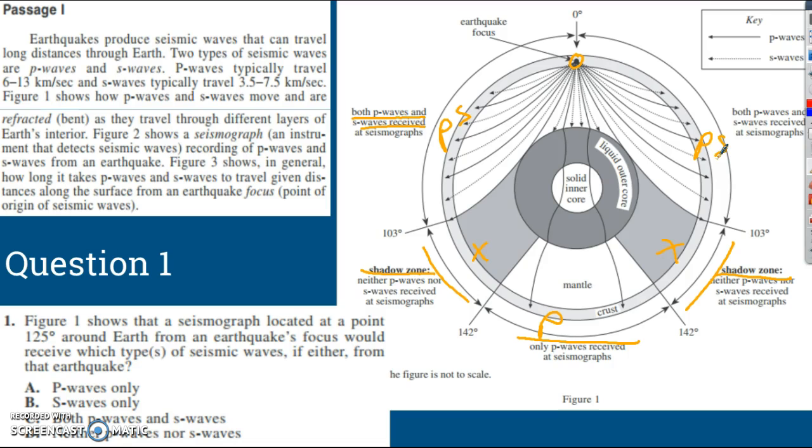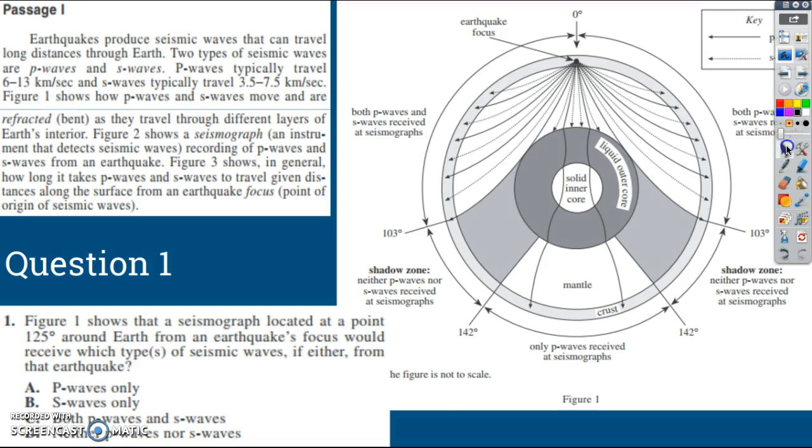Let's read the question. Figure 1 shows that a seismograph located at a point 125 degrees around Earth from an earthquake's focus would receive which types of seismic waves, if either, from that earthquake. So 125 degrees is going to be between 103 and 142 from point 0. That means that 125 is the shadow zone, which means neither P waves nor S waves. So we've got neither. D is our answer.